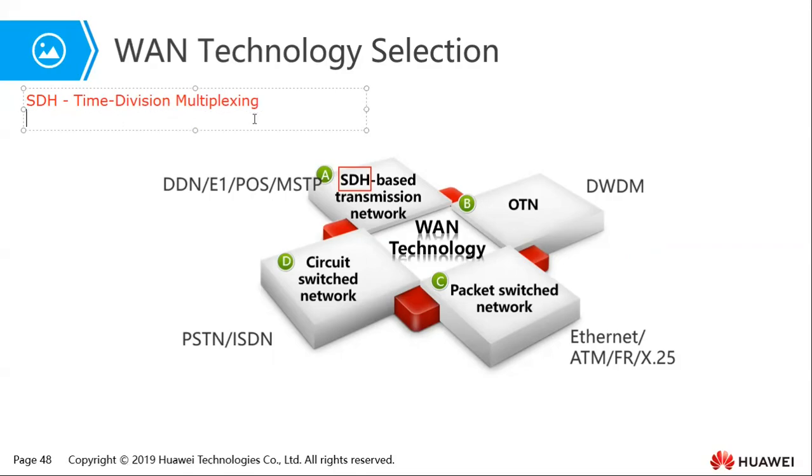On the other hand, OTN, or optical transport network, uses what we call WDM, or wavelength division multiplexing, to share a single line between several people.